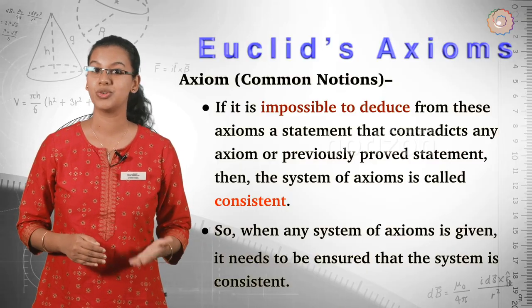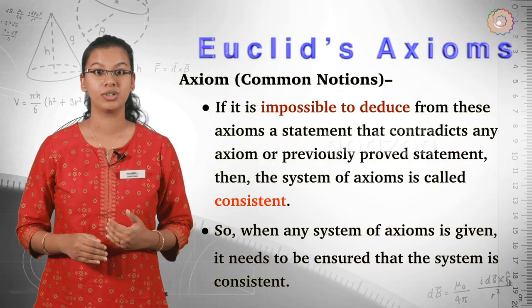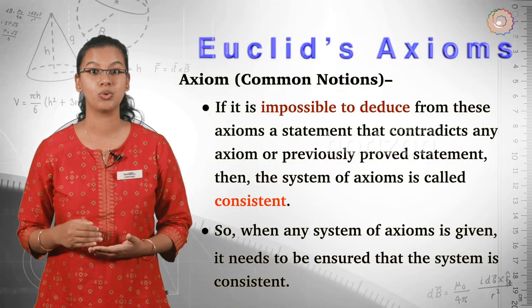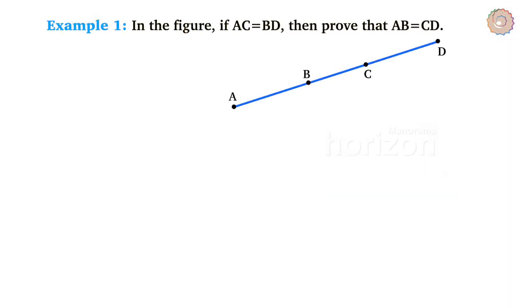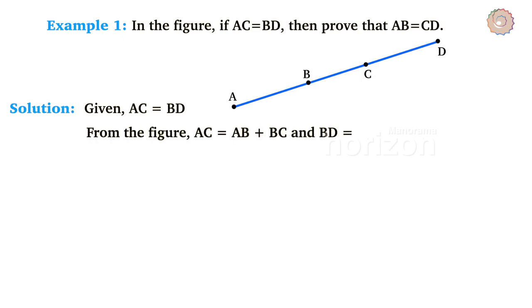Now let's see a few examples of how Euclid used his axioms for proving some of the results. In the figure, if AC equals BD, then prove that AB equals CD. It is given that AC equals BD. Let's see what are AC and BD from the figure. AC is AB plus BC and BD is BC plus CD.